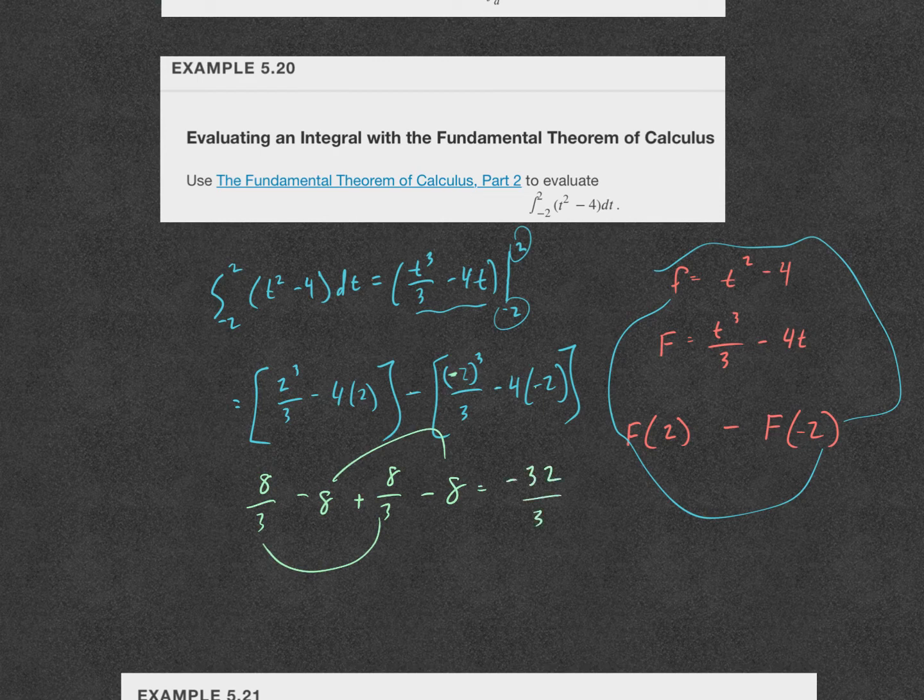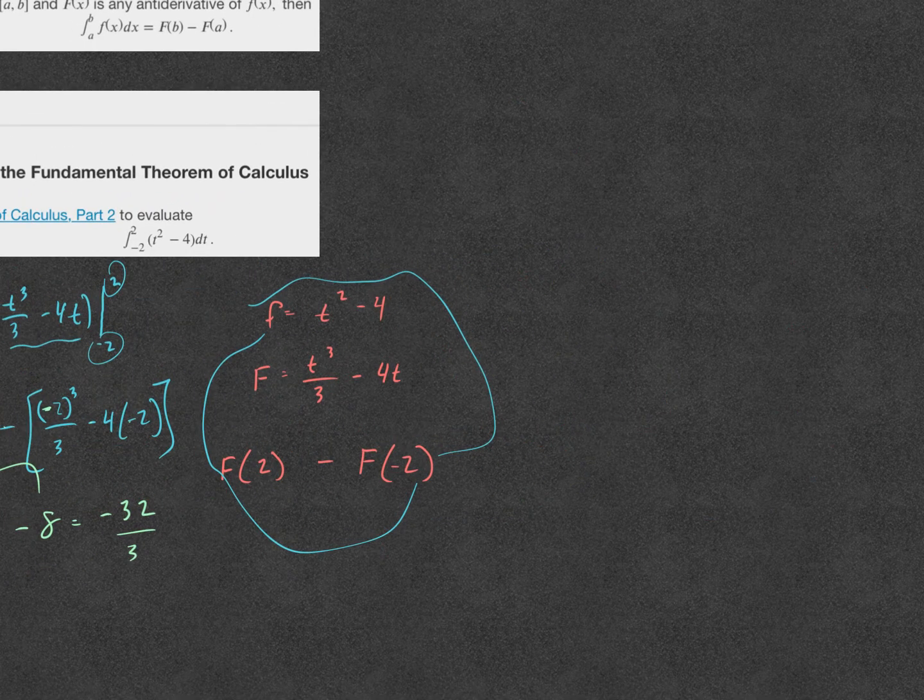-32/3. So that integral evaluates to -32/3. And let me move over to the right here. If we look at a graph of this, I'll just sketch a real quick graph. Here is at -4, and the x-intercepts are at 2 and -2. It's a parabola shifted down 4 units, poorly drawn one.